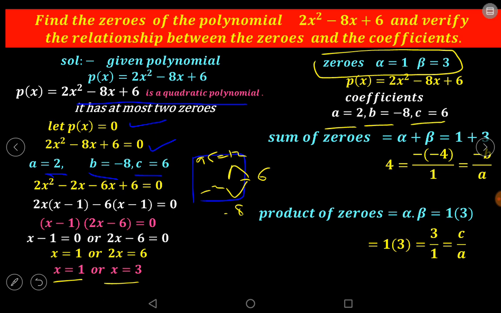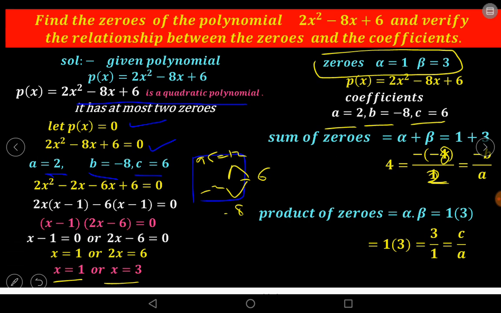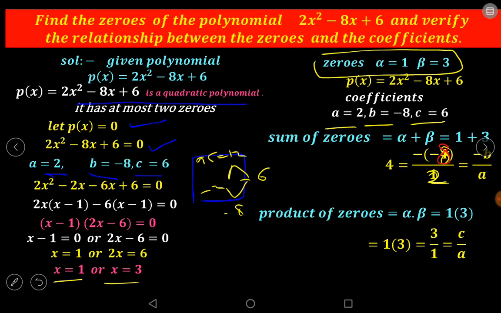First one, sum of zeros, alpha plus beta. Alpha plus beta equal to 1 plus 3. Here 4 equal to minus of minus 8 by 2. Okay. Next one, here 3 by 1. 3 by 1 is written as 6 by 2. 6 by 2 means 6 is C, 2 is A. 6 by 2 is the answer. Okay na students?